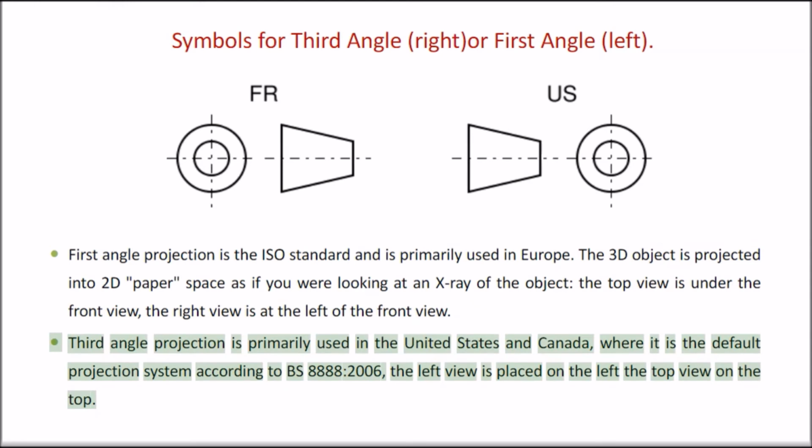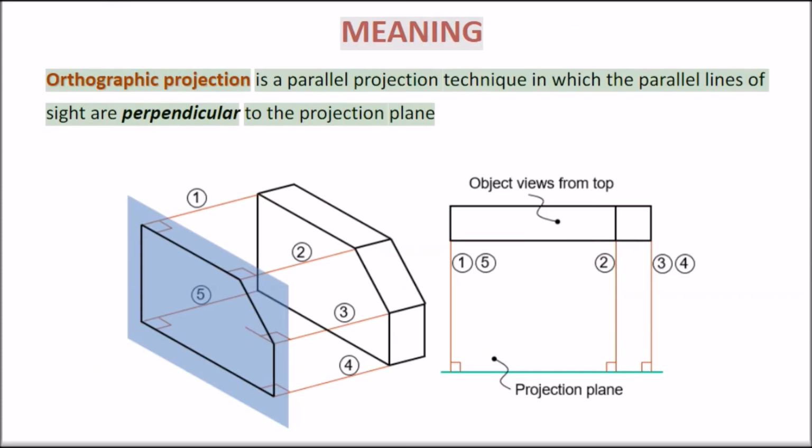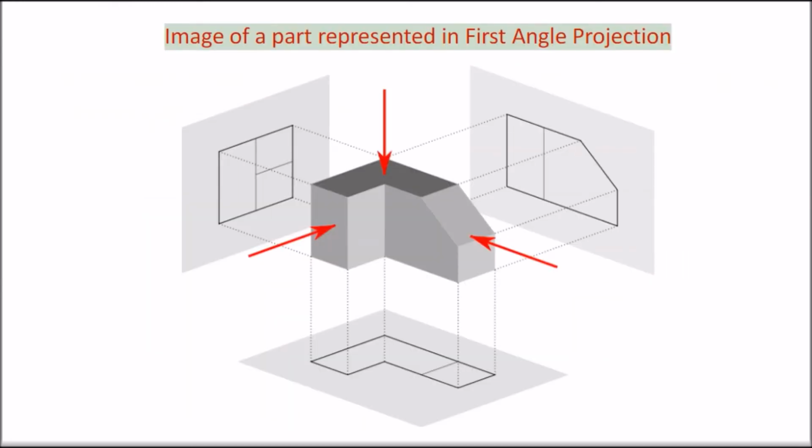Third angle projection is primarily used in the United States and Canada, where it is the default projection system according to BS 8888:2006. The left view is placed on the left, the top view on the top. Orthographic projection is a parallel projection technique in which the parallel lines of sight are perpendicular to the projection plane. Image of a part represented in first angle projection.